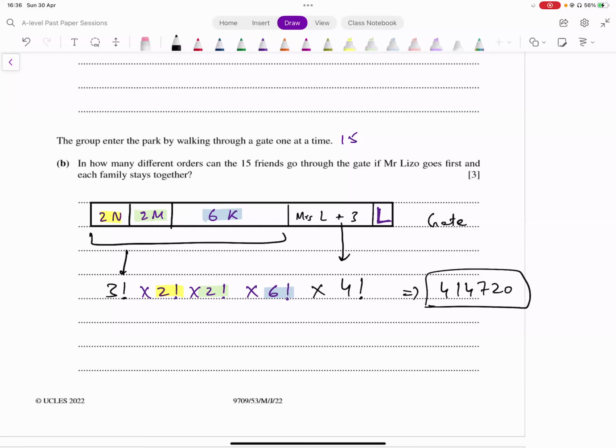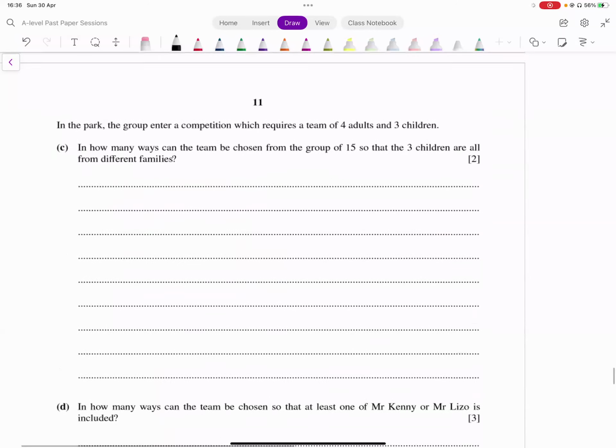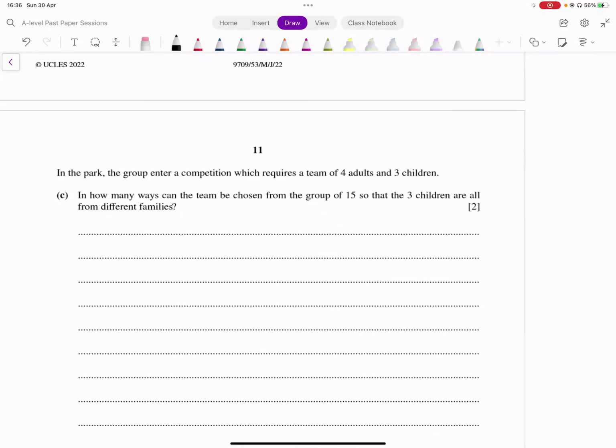Okay, let's move on to part C now. It says in the part, the group enters a competition which requires a team of 4 adults and 3 children. In how many ways can the team be chosen from the group of 15 so that the 3 children are all from different families? Okay.